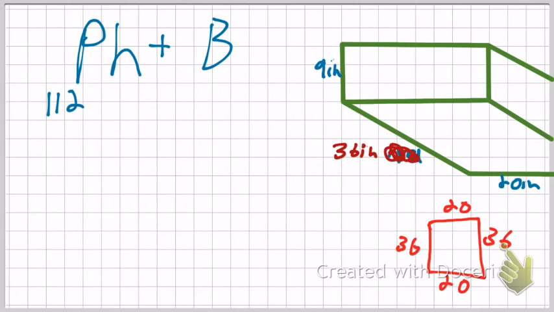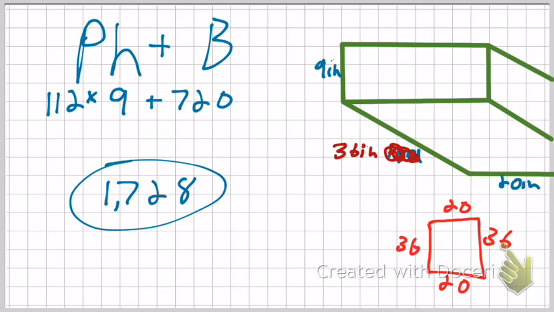So, times the height, which was 9, plus, now we need to do the area of the base. That would be 36 times 20, which is 720. Okay, and we can actually just plug all of this into our calculator. And you get 1,728. Okay, so that would be the surface area that would be covered by the wrapping. Okay, so that is rectangular prisms.